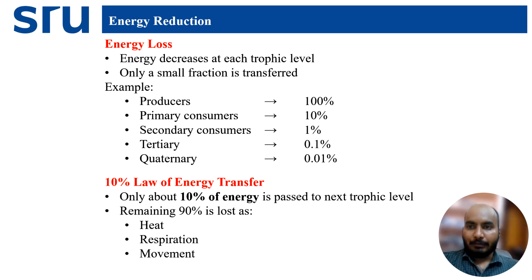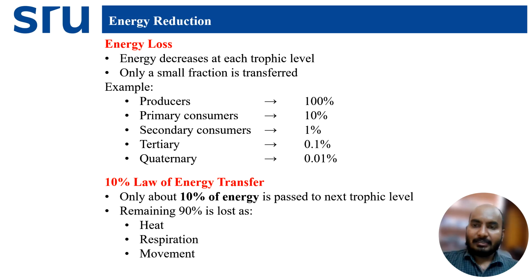At each trophic level, we can observe energy reduction. Only a small amount of energy is passed to the next trophic level. From one trophic level to another, there is a loss of energy. The loss is because of the metabolic process, movement, and heat production. You can make a note of that.